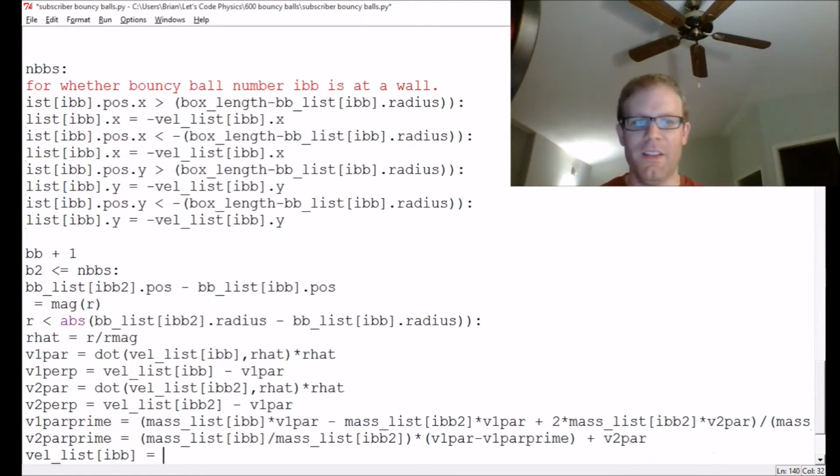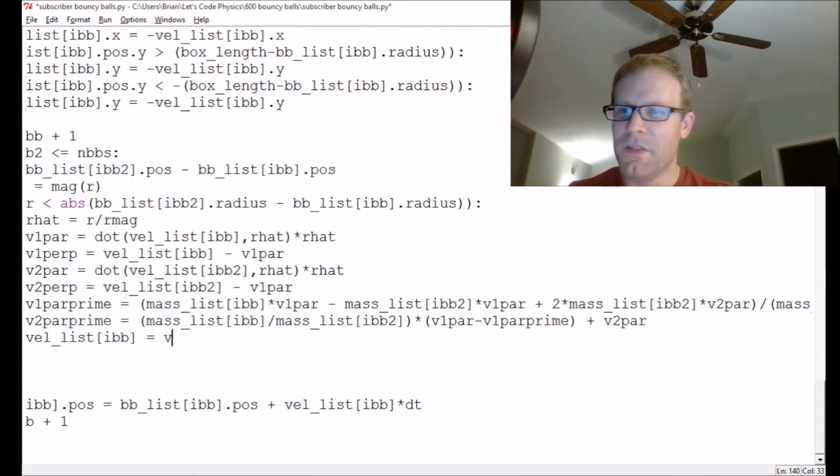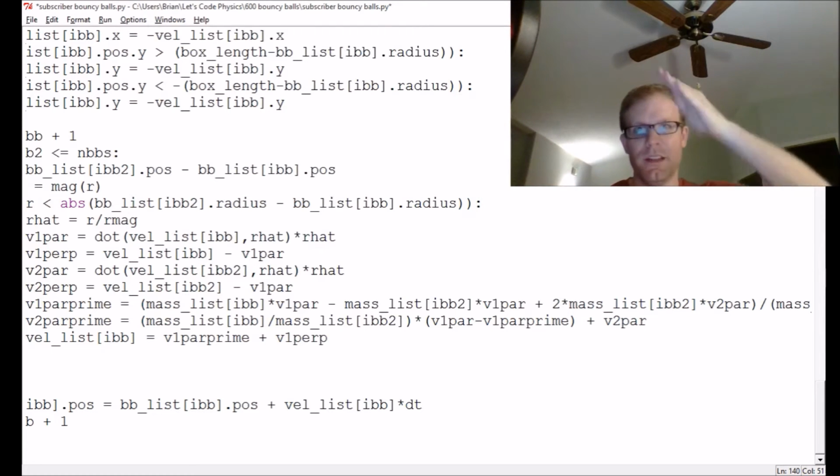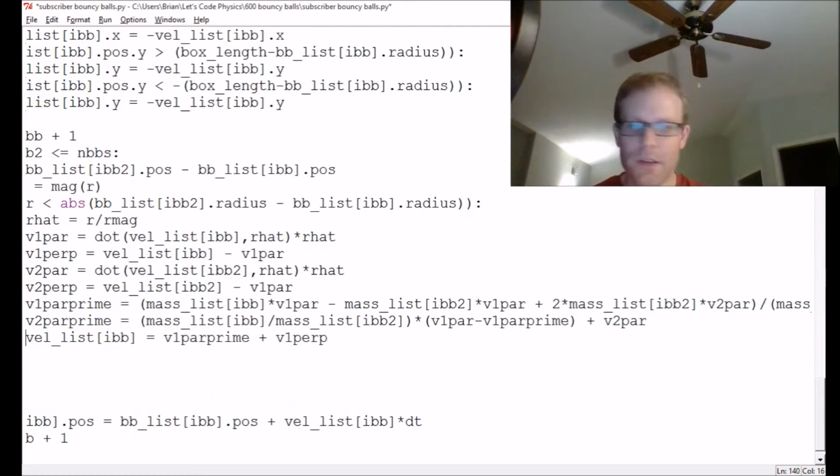So the velocity list entry for IBB is just going to be V1 parallel prime plus V1 perpendicular. I don't need to do anything to the perpendicular. I don't need to call it a prime because it's staying the same, based on our assumption of that center-to-center force. And then I can do the same thing with IBB2.